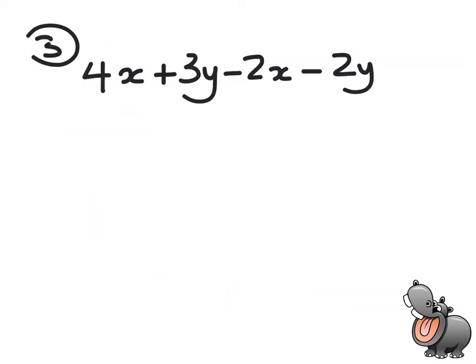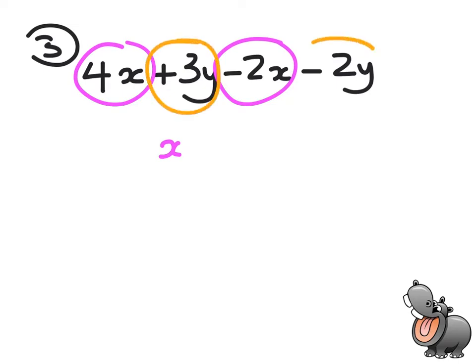Question 3, collecting like terms. Well, I've got 4x here, and then I'm taking away 2x. So how many x's is that you're left with? And then I've got 3y here, and I'm taking away 2y. So how many y's is that you're left with? Please do not forget to put an add or a take away sign in between them.